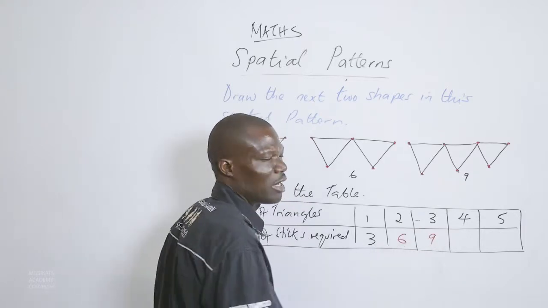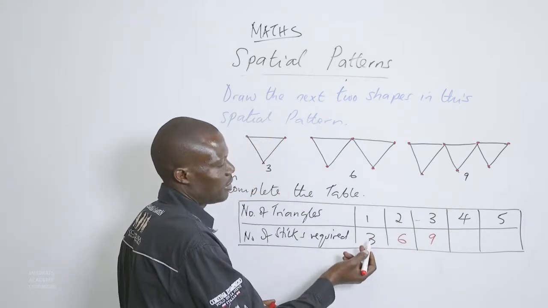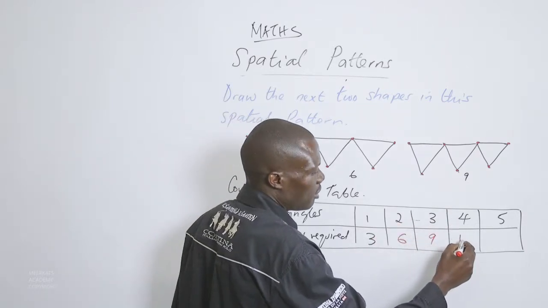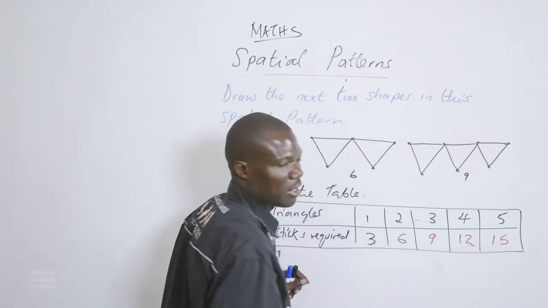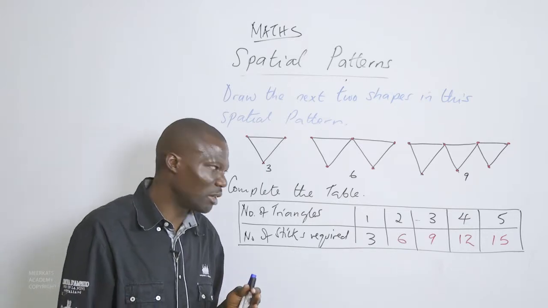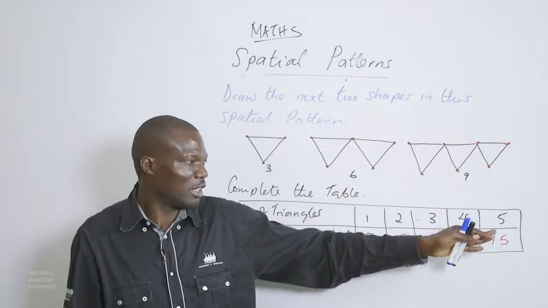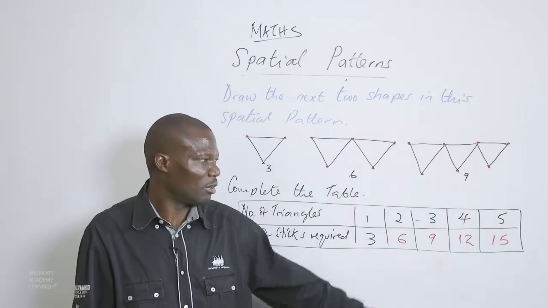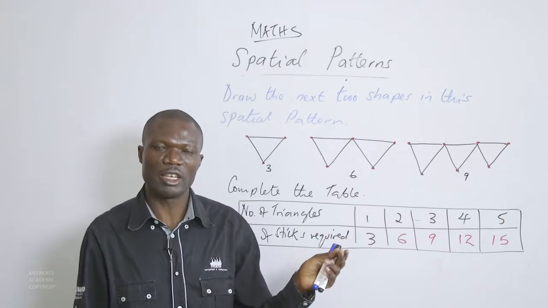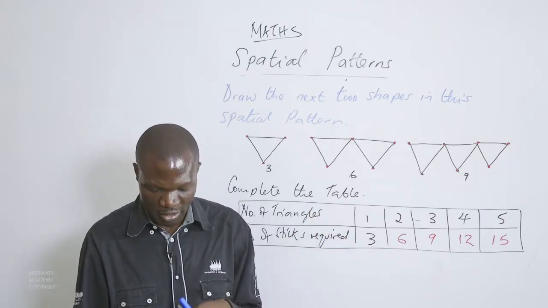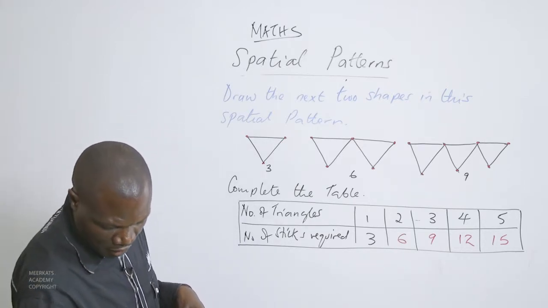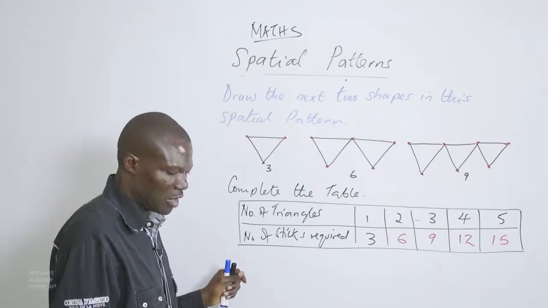3 triangles requires 9. 1 times 3 is 3. 3 times 2 is 6. 3 times 3 is 9. 4 times 3 is 12. So this is what the relationship will be. So the table can be filled, and if someone says, give us one for 6 triangles, you'll multiply by 3, and you find that the total number of sticks required is the number of triangles times 3. That is number of sticks per triangle. So this is when we fill the table.